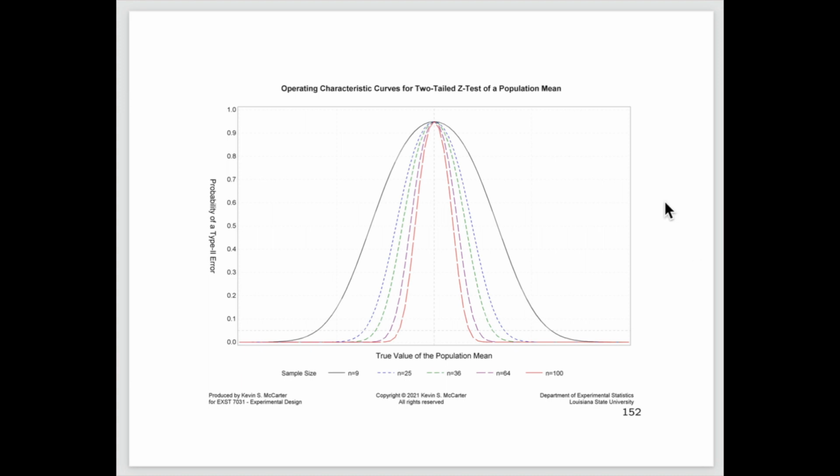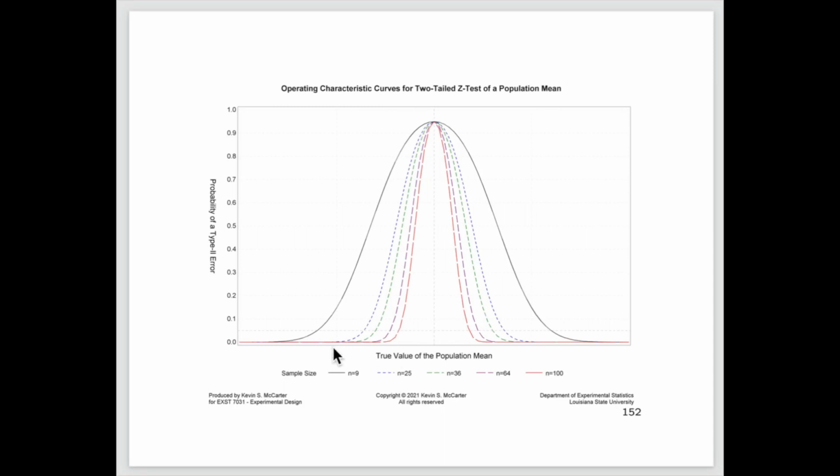And so here we have the operating characteristic curve, in fact several curves, for a two-tailed z-test of a population mean. And the point here on the horizontal axis where we have this vertical line going through it, that's the location of the hypothesized value mu sub 0.